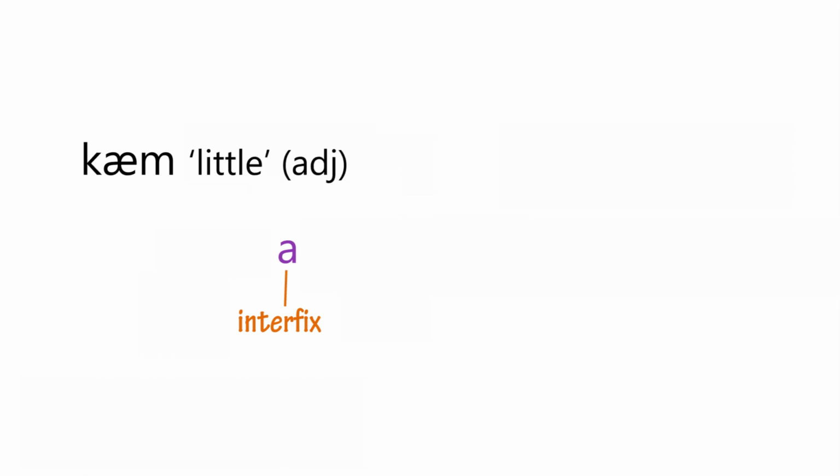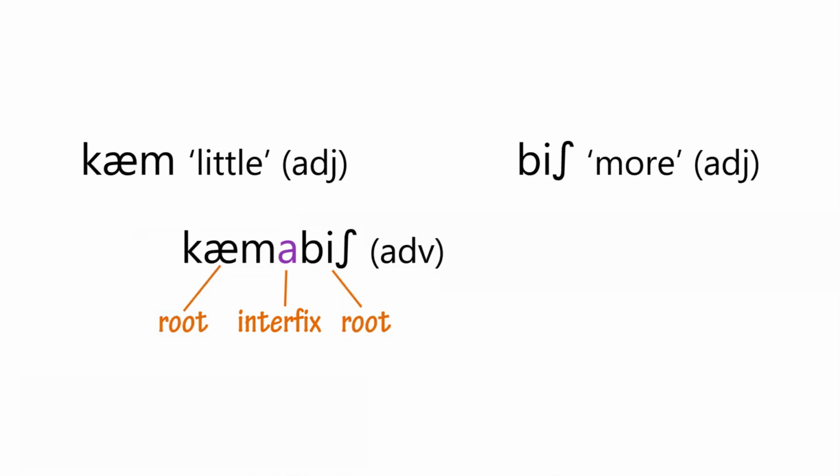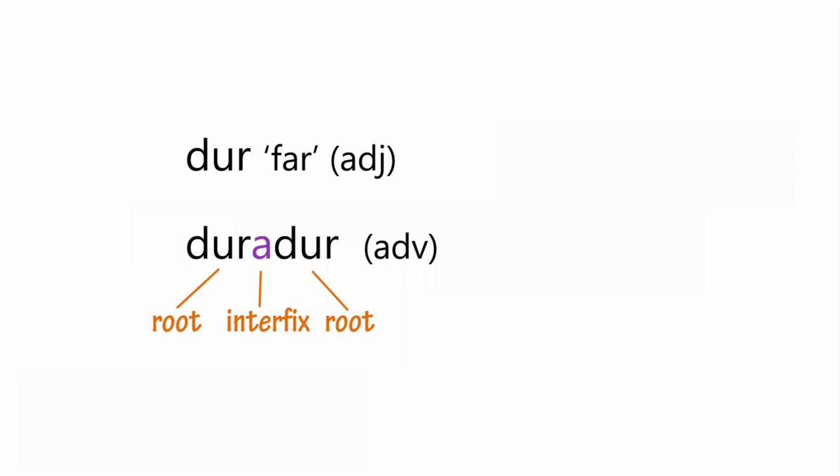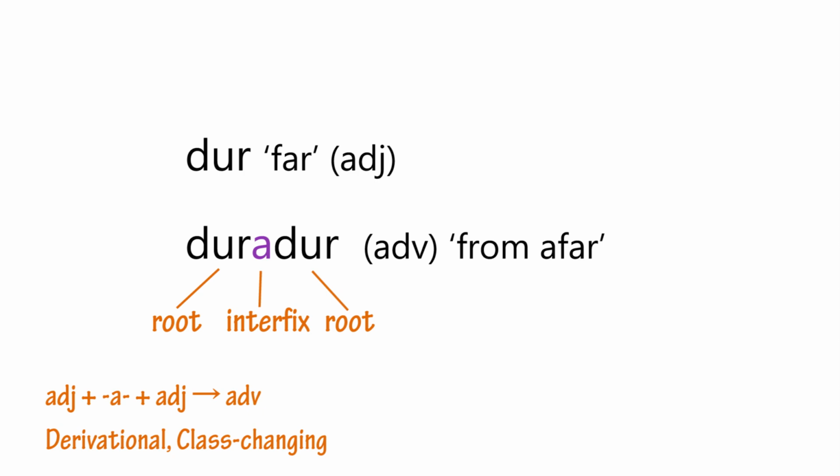So some languages, like Persian, they have a very active interfix a. So in Persian, kam means little, bish means more. And then kamabish is an adverb that means more or less, but it's one word in Persian. So dur means far, so this is an adjective again. But duradur, which is an adverb, means from afar.